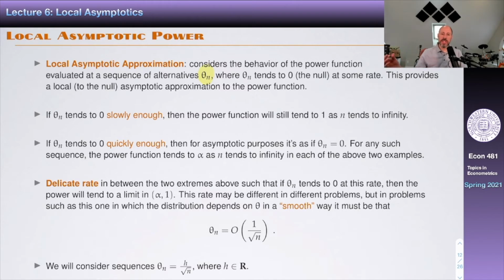n going to infinity says that eventually we have a lot of information. We know everything because we have a huge sample size. And then when you have a huge sample size, you can always tell the difference between a null and an alternative because you know everything. And so the problem with that asymptotic approximation is that it's just making the problem easier, easier, easier as n goes to infinity, whereas the difficulty of the testing problem stays constant.